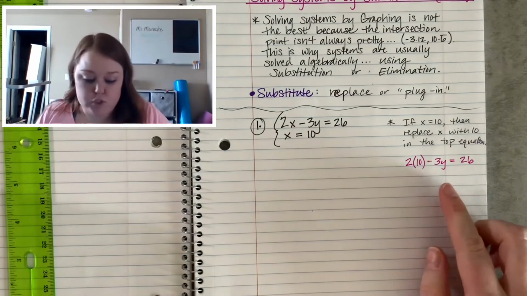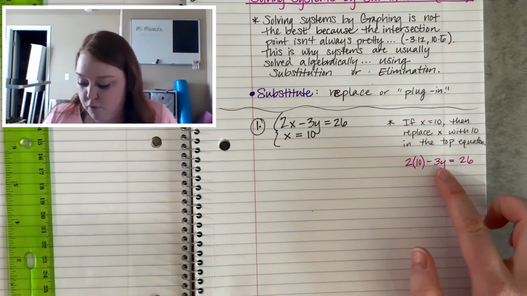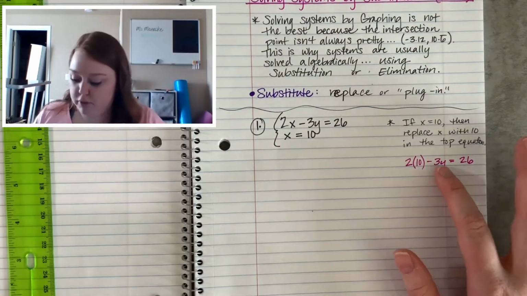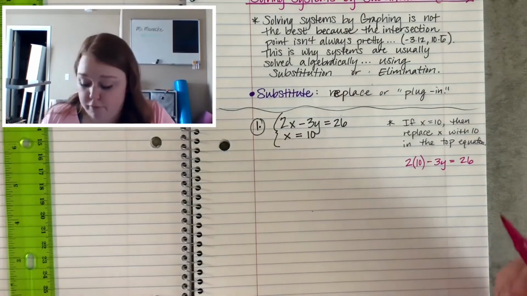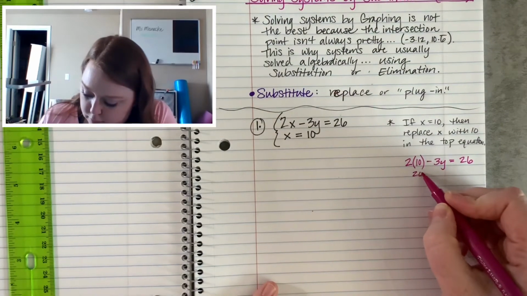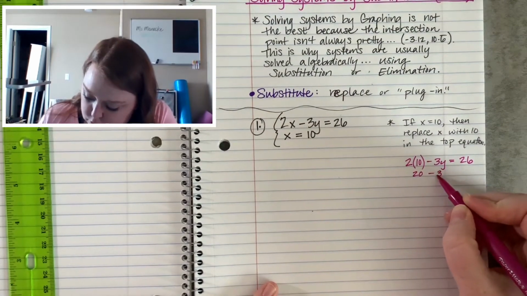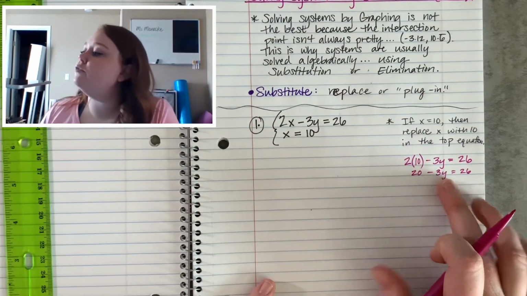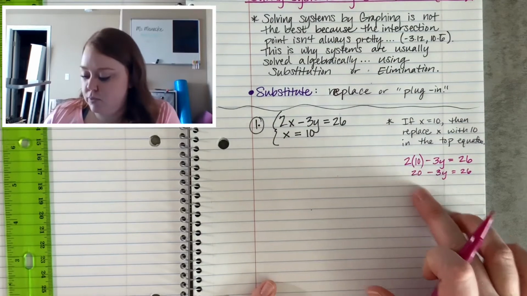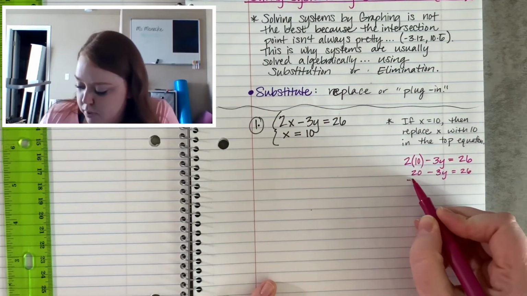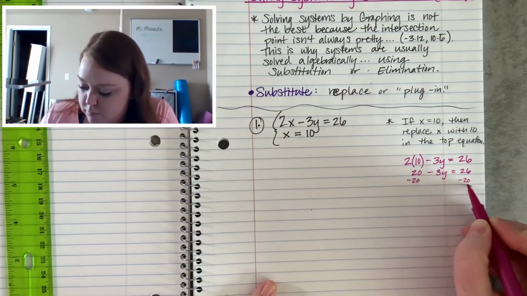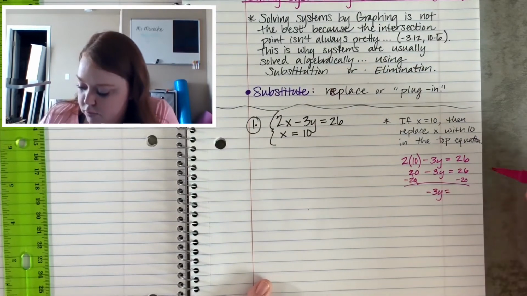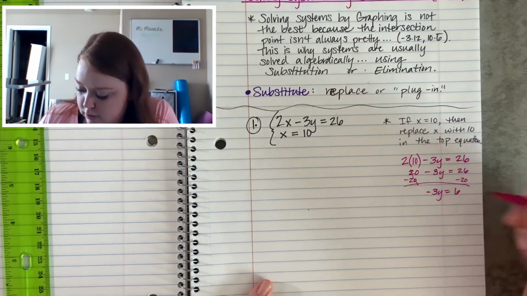Okay, so I still have a variable to solve for. In this case, there's only one variable. We know how to do that. We just have to get y by itself, but we got to simplify first. 2 times 10 is 20. So I have 20 minus 3y equals 26. Got to get y by itself, but first we got to get rid of that 20. So I'm going to move 20 over. Since it's positive 20, I subtract 20 to move it. 20s cancel, I'm left with negative 3y equals 26 minus 20 is 6.